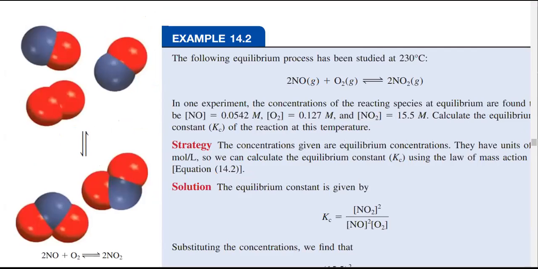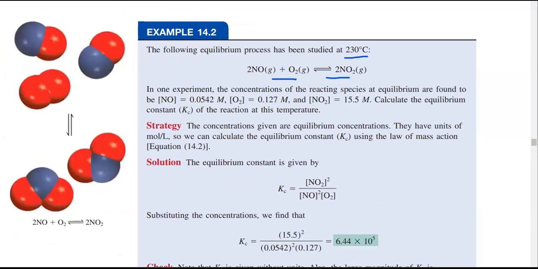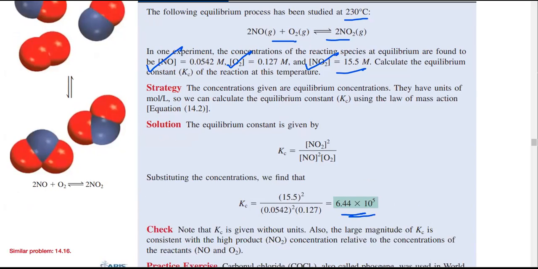Another example: the following equilibrium process has been studied at 230 degrees Celsius. They have given 2NO plus O2 gives 2NO2. In this, we have an experiment. If you observe, the concentration of NO is given, the concentration of O2 is given, and the concentration of NO2 is given. Substituting, I got 6.4 times 10 to the power 5 from the calculation. It indicates that when the equilibrium concentrations are supplied, we can find the equilibrium constant easily from the expression, NO2 squared divided by NO squared times O2.